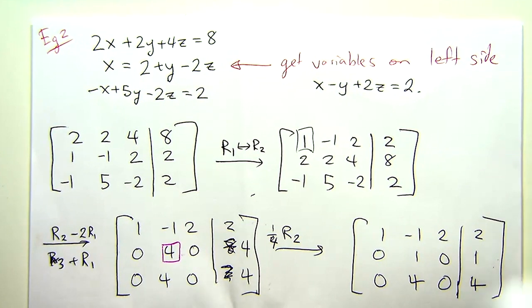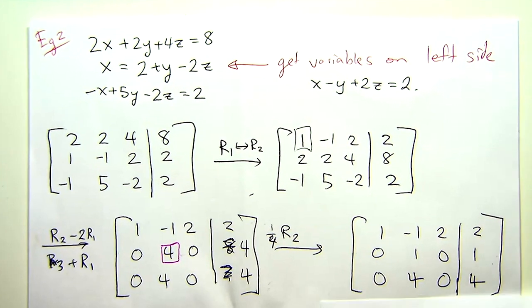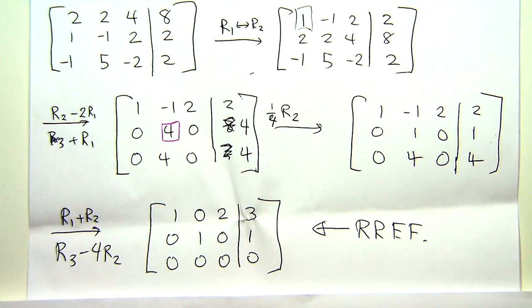And then at this point, maybe it's kind of clear what I do, right? I take row 1 and I add row 2 to it to kill the -1. I take row 3 and I subtract 4 times row 2. But then I notice this hasn't really ended up the same way as the last one did. Right? This has ended up as something a bit different.